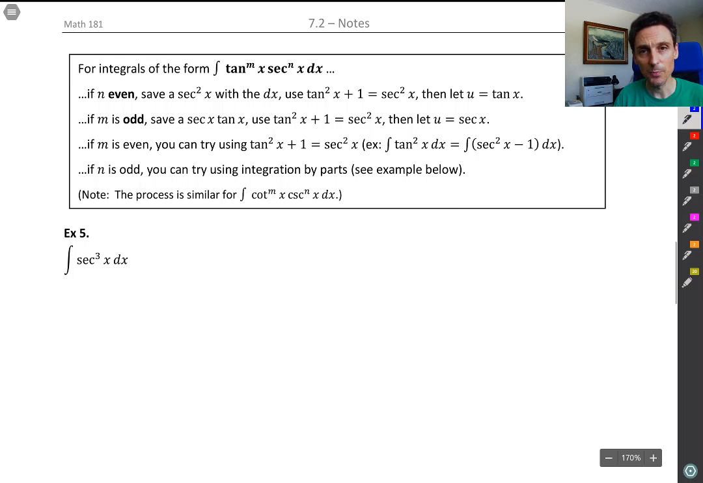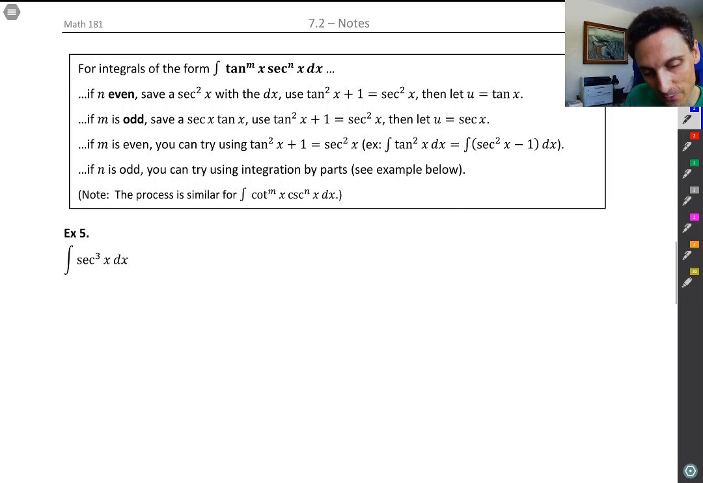One thing to note is that the process is very similar for cotangent to a power times cosecant to a power. That's because the properties are very similar for cotangent and cosecant, and the derivatives are as well. You'll have an extra negative sign floating around because the derivative of, say, cotangent is negative cosecant squared, but they'll work out very similarly. All right, let's head to example 5.